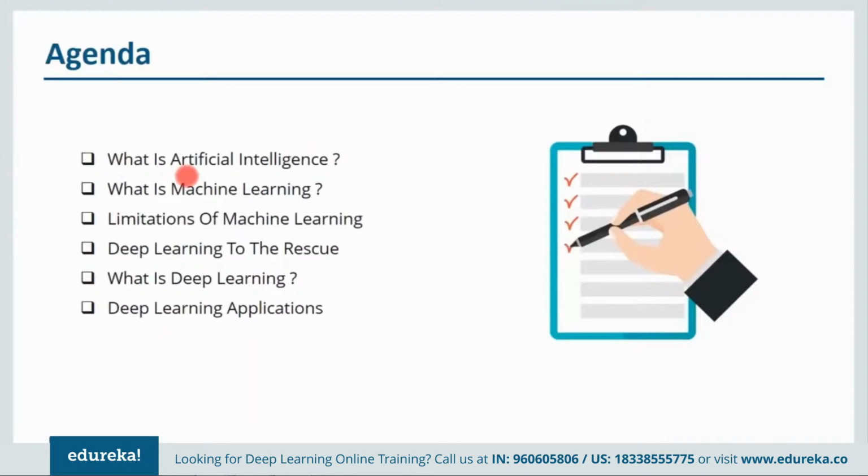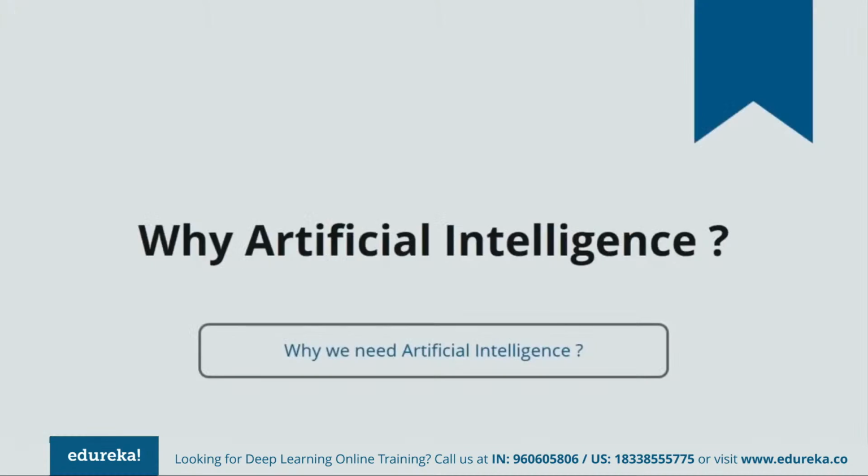First, we'll understand what is artificial intelligence and what exactly is machine learning. Then we'll look at various limitations of machine learning and how deep learning overcame those limitations. After that, we'll understand what exactly is deep learning and we'll also look at various applications of deep learning. So I hope you all are clear with the agenda. So let us move forward and understand artificial intelligence.